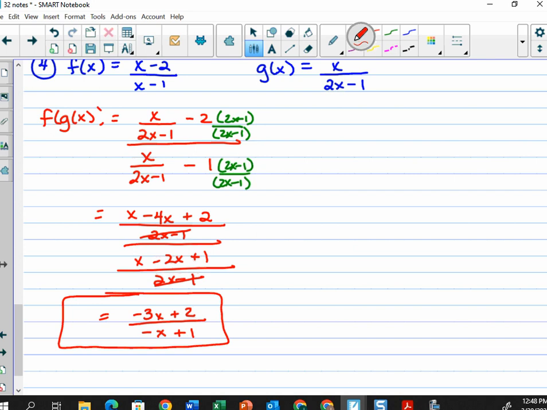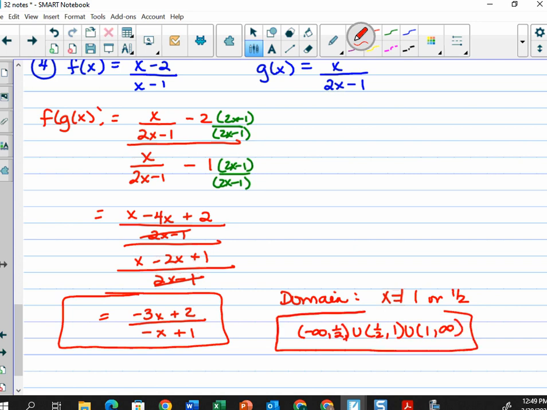Alright guys, then domain. 2 parts you have to look at for your domain. From the end answer here, what can x not equal based on my final composition? 1. Okay, then up above, which of the 2 functions do I look at? g, the inside one. So x cannot equal 1 or 1/2. So negative infinity to 1/2, 1/2 to 1, 1 to infinity.